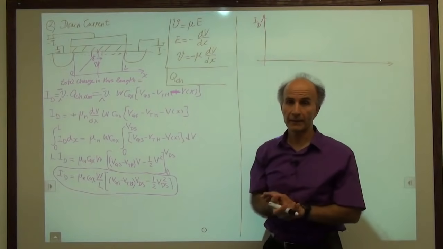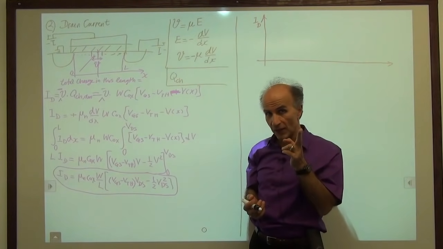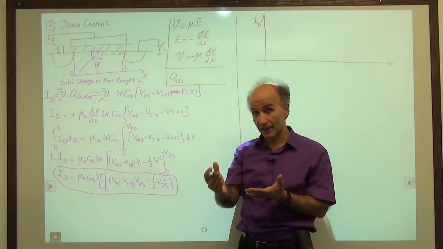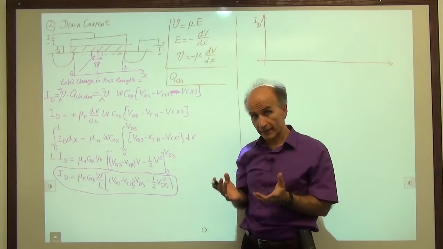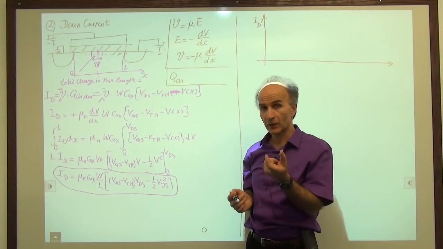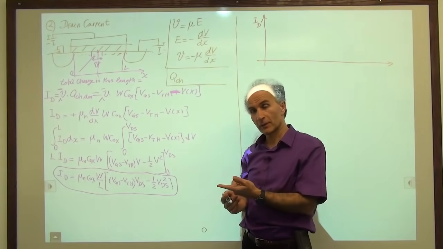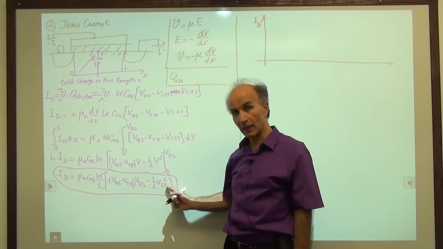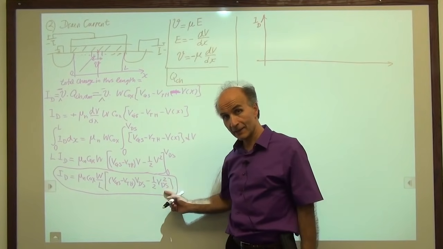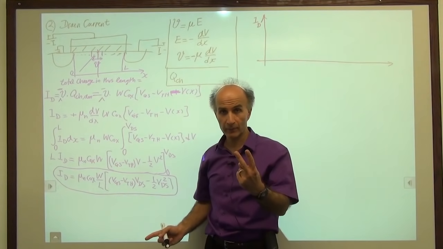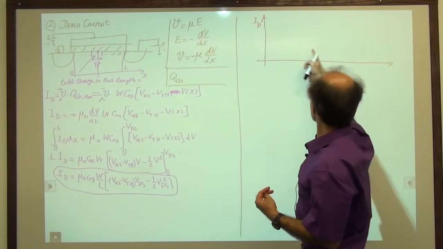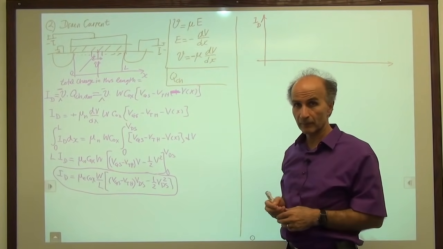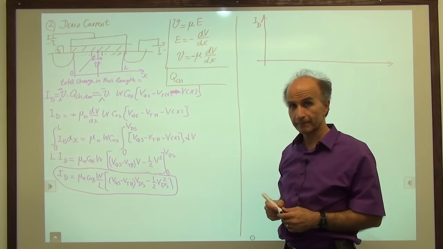Okay, so now we face a dilemma. ID is a function of VGS and VDS. So what do I plot ID against? Well, in cases like this, we have to keep one parameter constant and vary the other. For example, we can keep VGS constant and vary VDS, or keep VDS constant and vary VGS. So we have two sets of plots, ID versus VDS, and ID versus VGS. We can't mix these two, at least not arbitrarily.